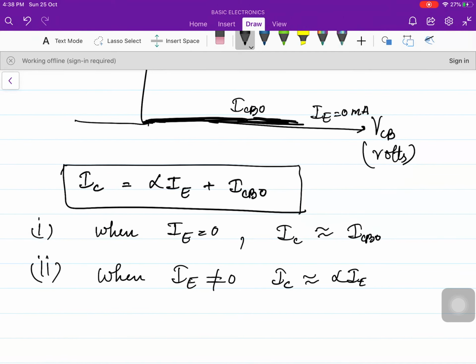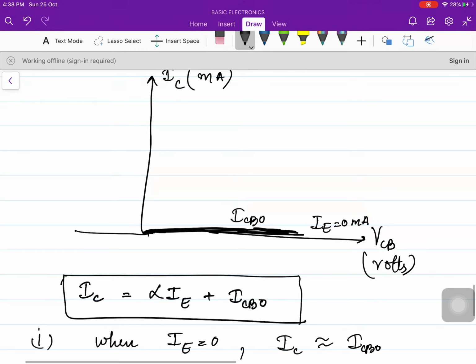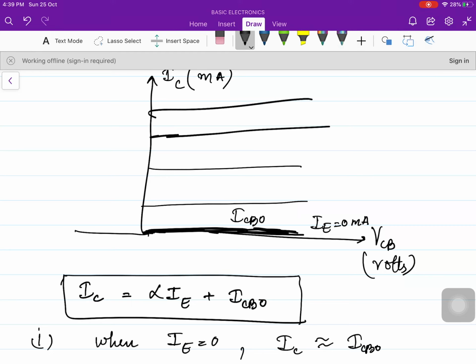IE has come into the picture. Emitter current has already come into the picture, so ICBO is now neglected. And we also know that alpha is approximately 1. That is why IC is approximately equal to IE. So therefore, draw the graph simply like this. VCB will not have any effect on the output current, because this output current is being controlled by the input current.